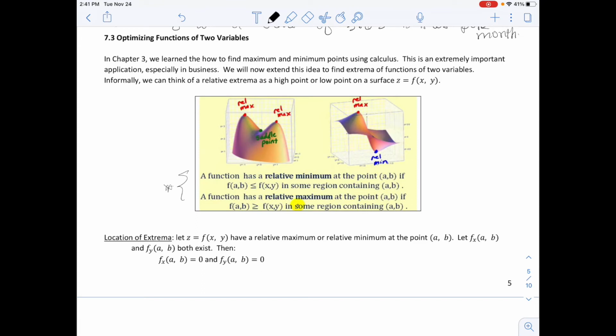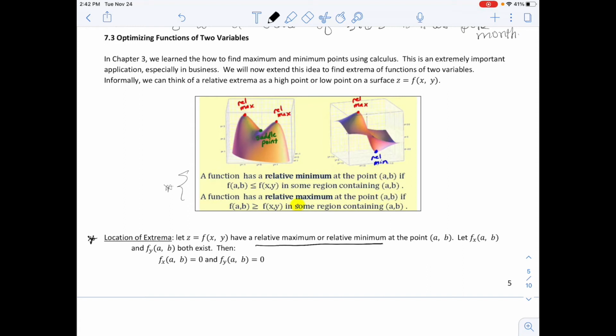The location of the extrema, let's give that a star, says let z equal f(x, y) have a relative maximum or relative minimum at the point (a, b). Say f sub x of (a, b) and f sub y of (a, b), so the partial with respect to x and the partial with respect to y, both exist at that point (a, b).